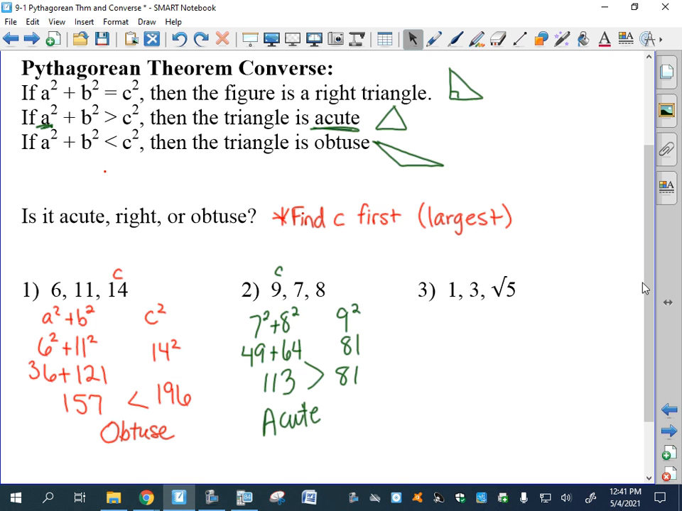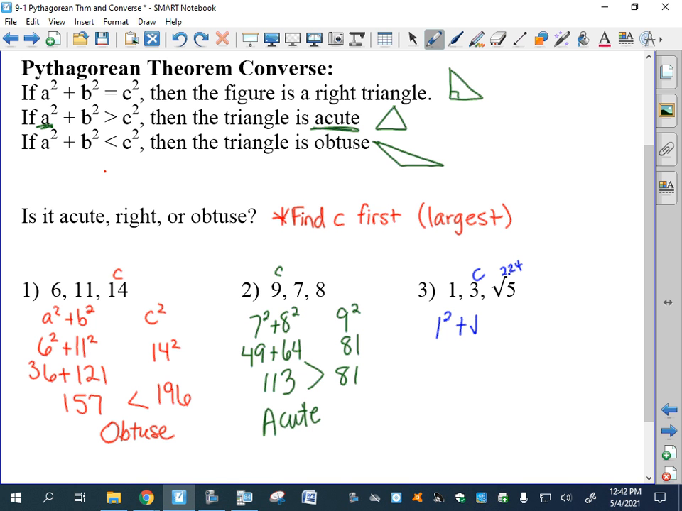Now, when you see a problem like this, 1, 3, and square root 5, you have to figure out which side is the largest, right? So I would just use your calculator. Square root of 5 is about what? Let's just type it in. 2.24. It's about 2.24. So 3 is the largest. Now, when you set up the equation, you want to use square root of 5, but you might want to use your calculator just to say, hey, what is this number about? So that way you know what to set up.